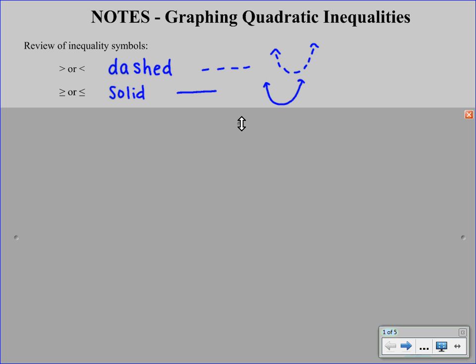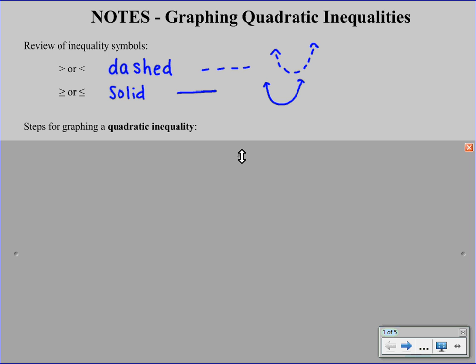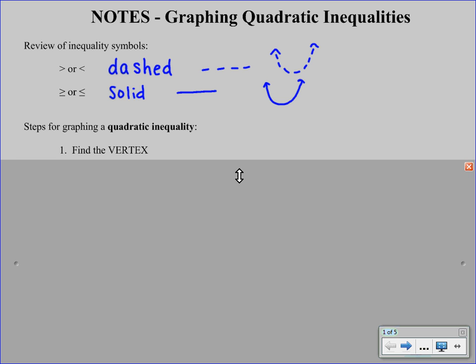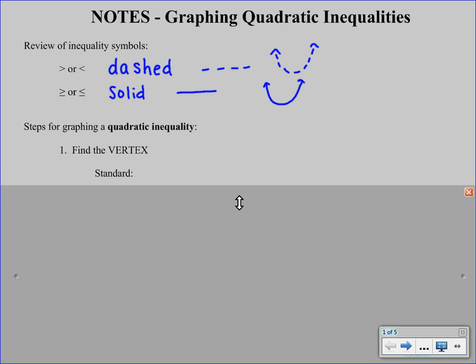Now, when you're going to make a graph, you're going to follow many of the same steps that we did before with both standard form and vertex form. And step one, as you may recall, is to find the vertex. Now, we do have two different types of equations, so you're going to have to recognize which type you're dealing with.